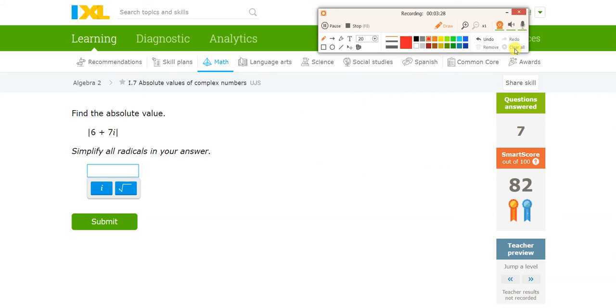And with that, I've actually given you all the knowledge you need to keep going with this. So this is 6 squared, which is 36, plus 7 squared, which is 49. Adding them together takes me to 85. I'm going to put it in as the square root of 85.